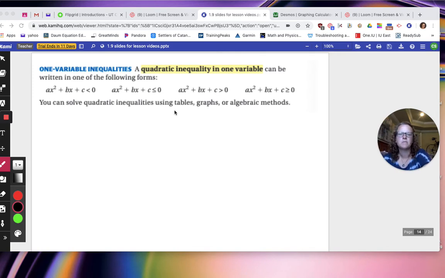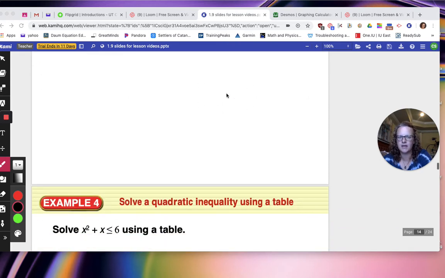Okay, so before we found graphically what the solutions are, now we're going to solve things with one variable a little bit better. So these are all set equal to zero. We're going to solve them using tables, graphs, or algebraic methods.